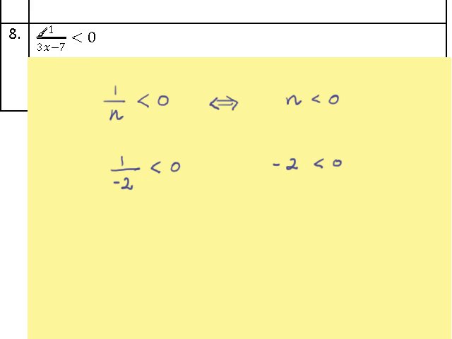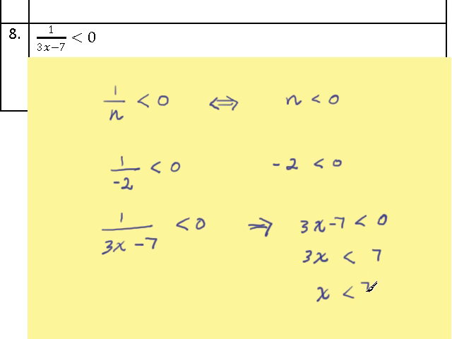So in this expression over here, we have 1 over 3x minus 7 less than 0. So that implies that 3x minus 7 must be less than 0. So we can solve this. All right, so let's do that. So we have 3x, add 7 to both sides, is less than 7, and x is less than 7 over 3.